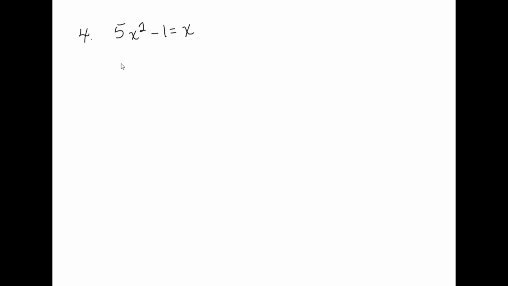Okay, with this problem, my first step is to get it in standard form. So I'm going to have 5x squared minus x minus 1 equals 0. I'm going to go ahead and put a 1 here. So the b is -1. So from here, I'd like you to try this on your own. So pause the video and then come back and check your answer.